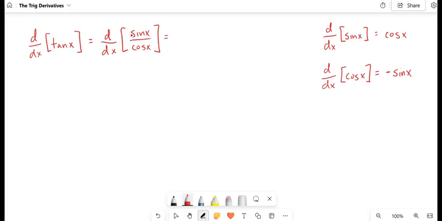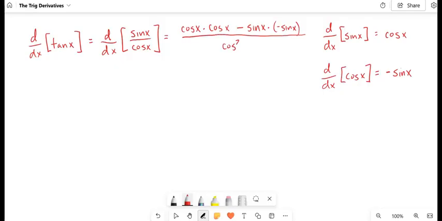The quotient rule says the bottom times the derivative of the top. The derivative of sine is cosine. All right, and then minus, now do the top, sine, times the derivative of the bottom. The derivative of cosine is negative sine. And then we divide all of that by the denominator squared.